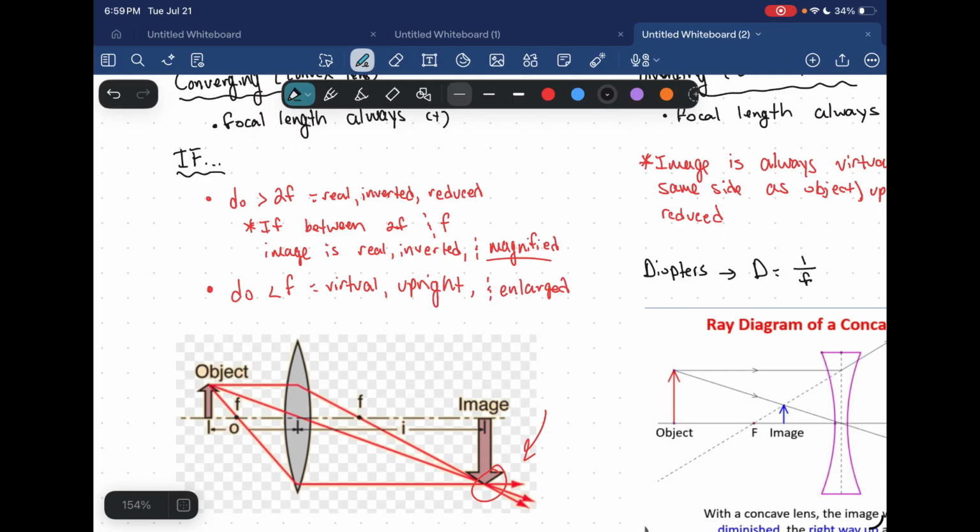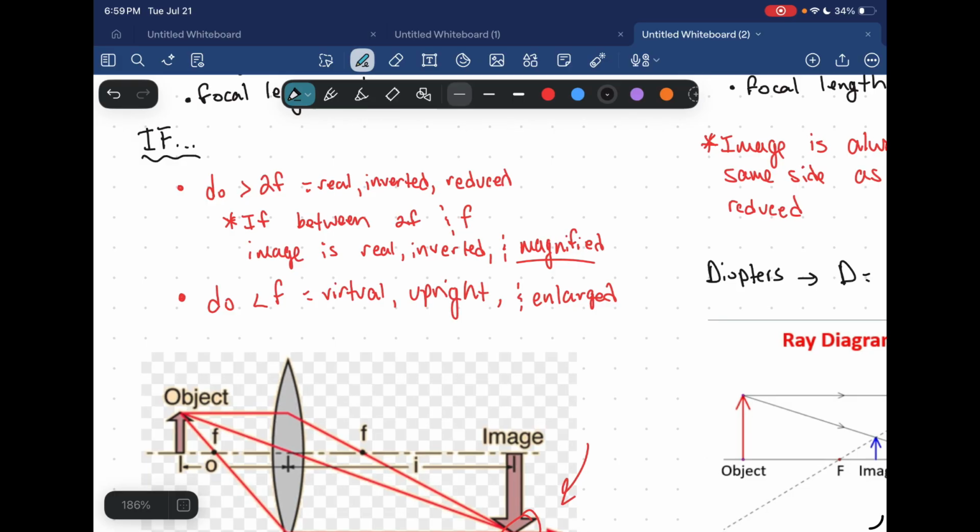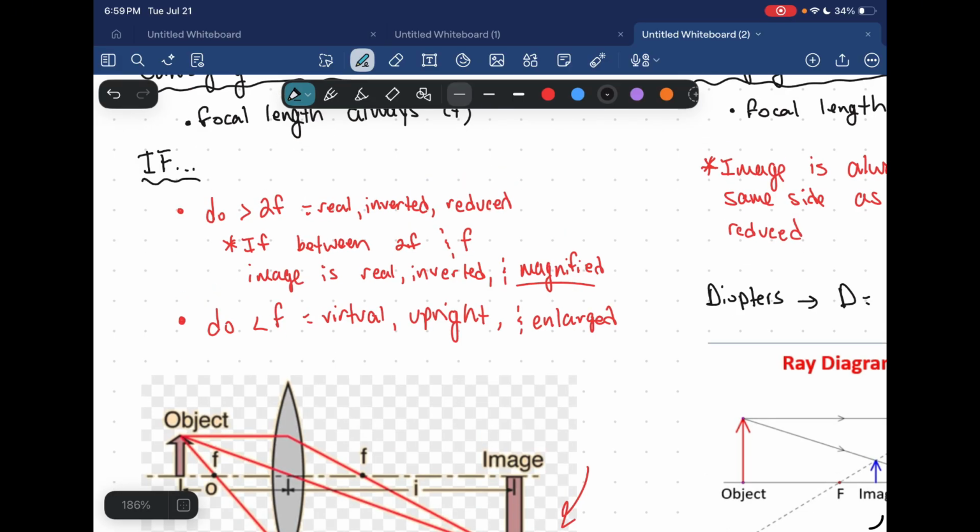If the object distance, DO, is more than double the focal length, then you form an image that is real, inverted, and reduced. But if you move to an object distance that is between 2 times and 1 times the focal length, so let's say the object distance is 1.5 times the focal length, all that changes is that the image is still real and inverted, but it becomes magnified.